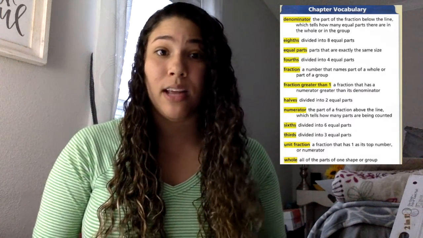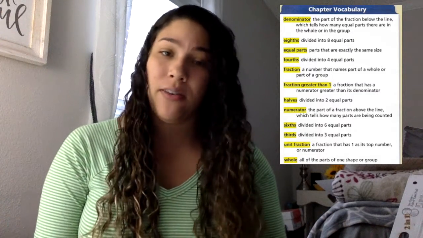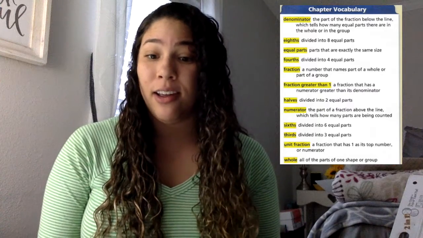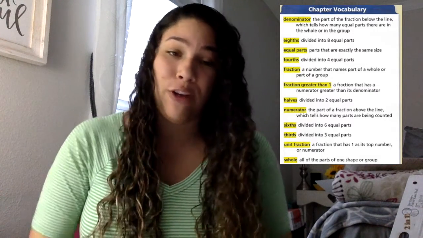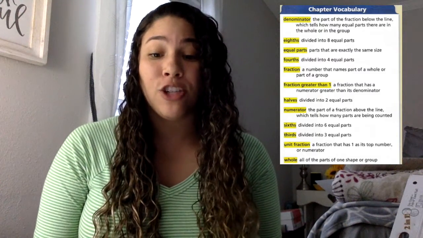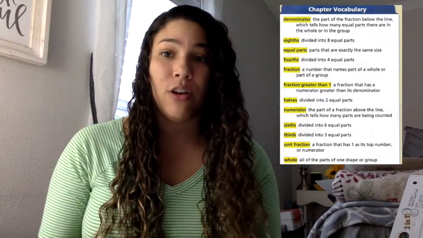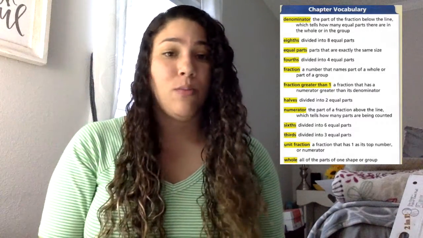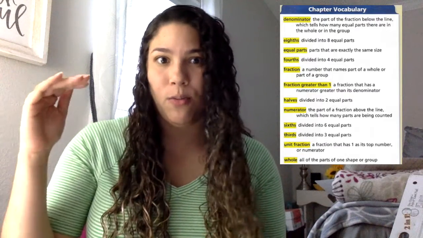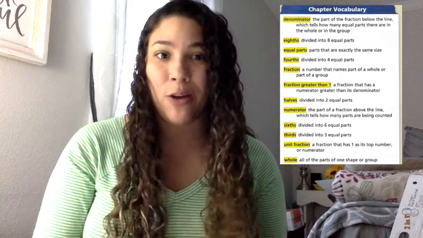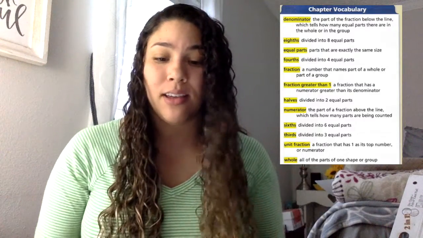Equal parts is when things are divided exactly the same amount. Fourths are when it's divided into 4 parts. A fraction is a number that names part of a whole or part of a group. So fraction is what we're talking about. Fractions greater than 1 is when the numerator is greater than the denominator. Numerator is the top number, and denominator is the bottom number. So it's when the numerator is bigger than the denominator. That'll make sense soon. Halves is when it's in 2 parts.